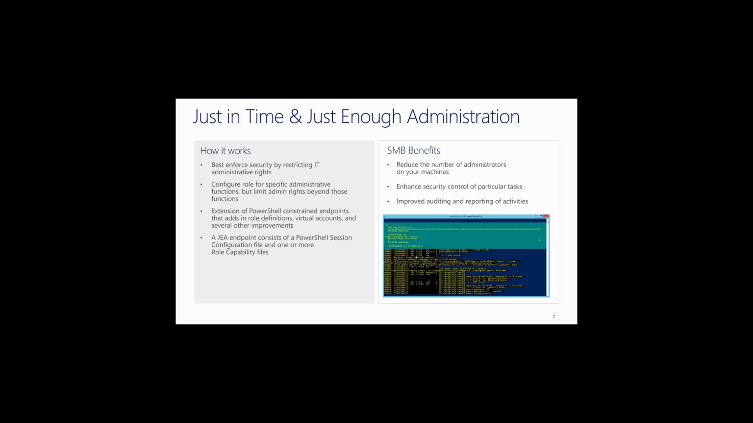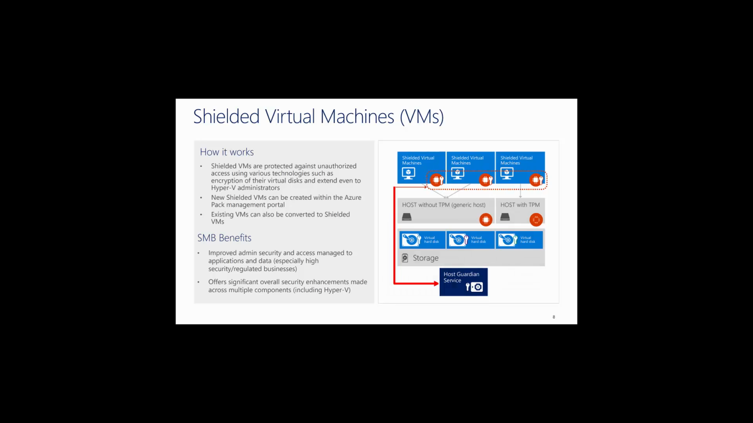So if we take a look at the SMB benefits, the three highlights that they've got here are reducing the number of admins on your machines. Well, I'd say maybe we should actually change that message to reducing the number of admins on your network. So especially domain admins or people with highly privileged accounts. We can enhance security control over particular tasks, which we mentioned. And now we've also got improved auditing and reporting of those activities as well.